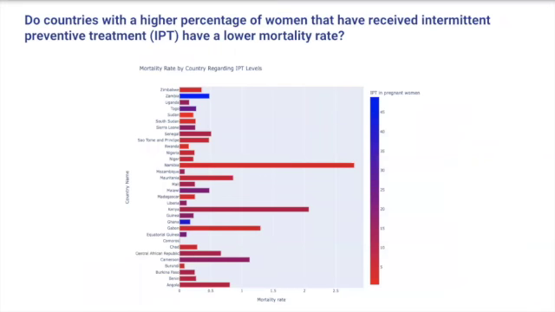Our next research question was to see if countries with a higher percentage of women that have received intermittent preventive treatment, IPT, have a lower mortality rate. We investigated the difference between malaria mortality rates between countries with a higher percentage of women that have received IPT, which is a treatment given to pregnant women to prevent malaria episodes in infants, and see if the treatment affects the mortality rate. The goal of this graph is to understand if the treatment helps to lower the mortality rate. The result of our analysis shows that on average, countries that have a higher percentage of women that received that treatment have on average lower mortality rate.